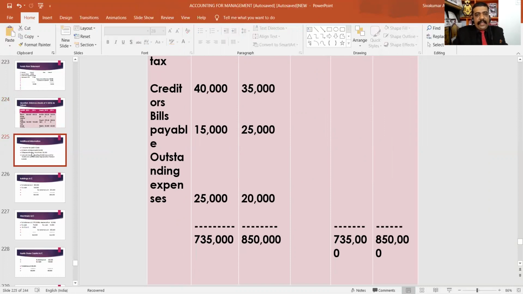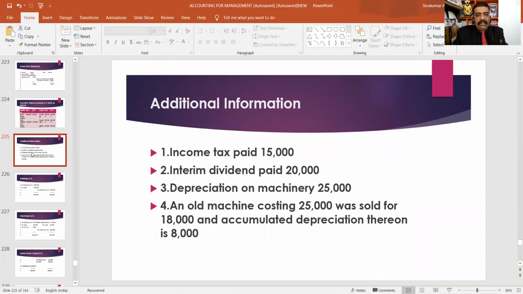Now, additional information is given in the question. Please note it: income tax paid, interim dividend paid, depreciation on machinery, and other information. Please look at the additional information. Now we have to draw a fund flow statement. How can we draw a fund flow statement? First of all, we have to draw different accounts related to the balance sheet of X Limited.